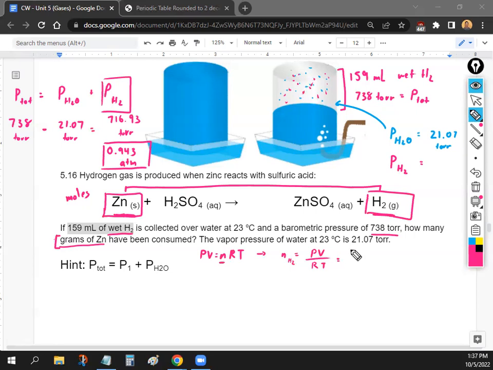All right, so if you plug in the values, and if you are doing that already, that's great. You should get 0.943 atm. The volume is right here, 159 milliliters, but if we convert to liters, it's 0.159 liters, divided by the R value, 0.0821. The temperature is 23 degrees Celsius, so we have to convert that to 296 Kelvin. And that will give us a total of 0.00617 moles of H2.